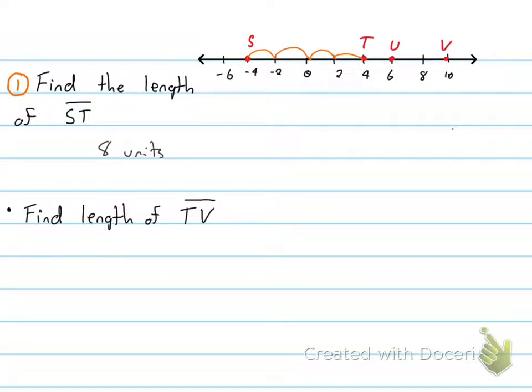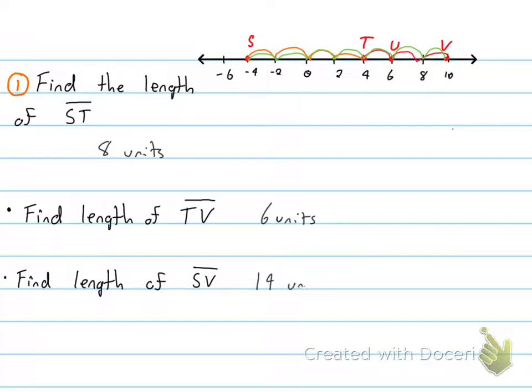If we wanted to find the length of TV, we'd do the same thing. 2, 4, 6. The length of TV would be 6 units long. Finally, if I wanted to find the length of SV, let's just start from V this time. 2, 4, 6, 8, 10, 12, 14. So SV would be 14 units long.